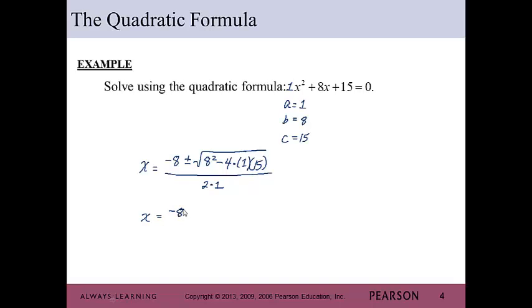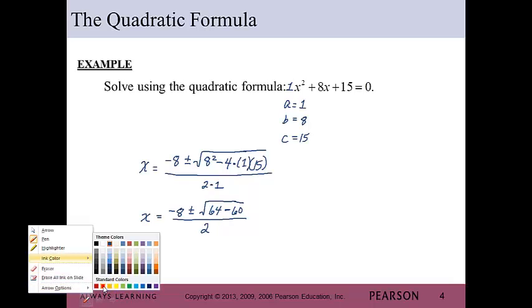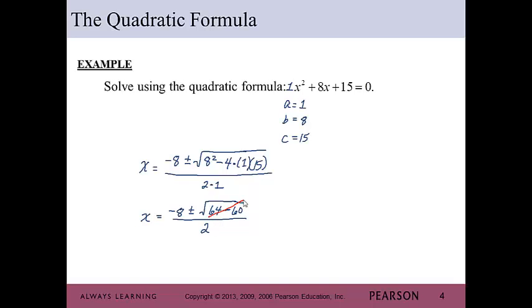So now we have negative 8 plus or minus 64 minus 60 all over 2. And of course 64 minus 60 is 4. The square root of 4 is 2. So this becomes 2. So now we have negative 8 plus or minus 2 all divided by 2. And you're going to have two answers.